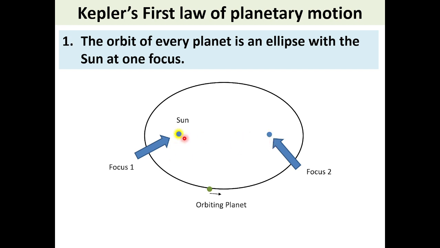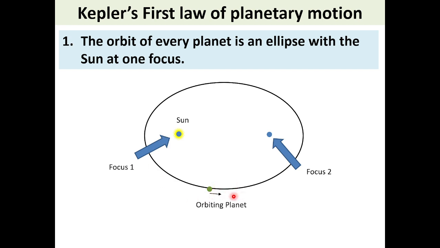So the sun will be at one of the foci. Sun will be here. What will be here? Here will be nothing, only focus 2. You can see the green color here. This is a planet. It can be the Earth, can be Mars, Mercury, Jupiter, anything.